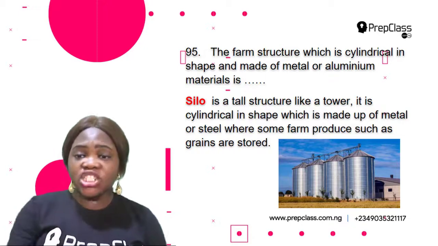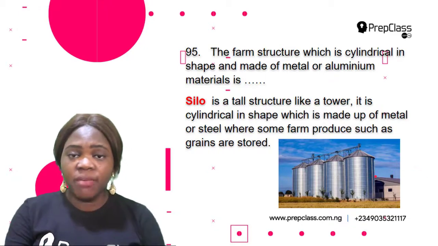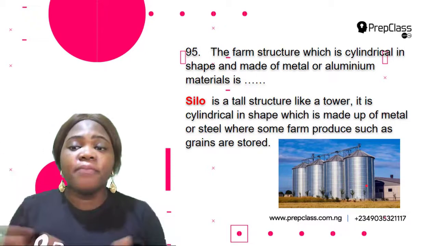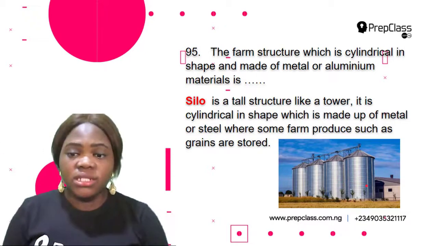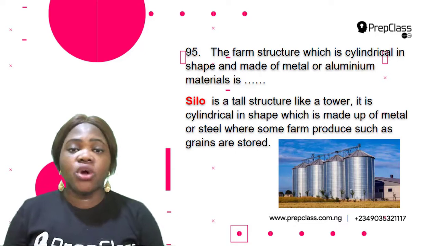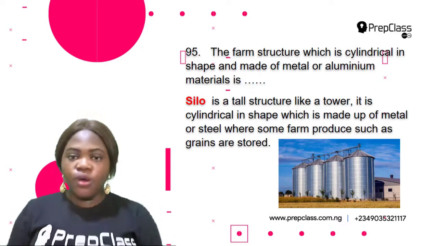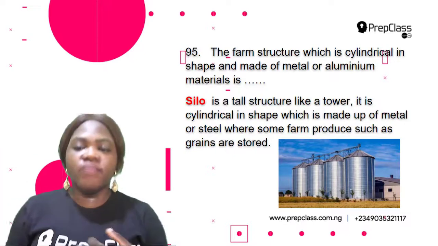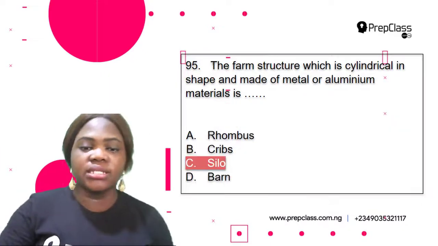Okay, so silo is a tall structure like a tower. It is cylindrical in shape. Can you see it is cylindrical in shape? And it is made up of metal or steel, where some farm produce such as grains are stored. So this is a farm structure where grains are stored. And it is cylindrical and made up of metal or aluminium materials.